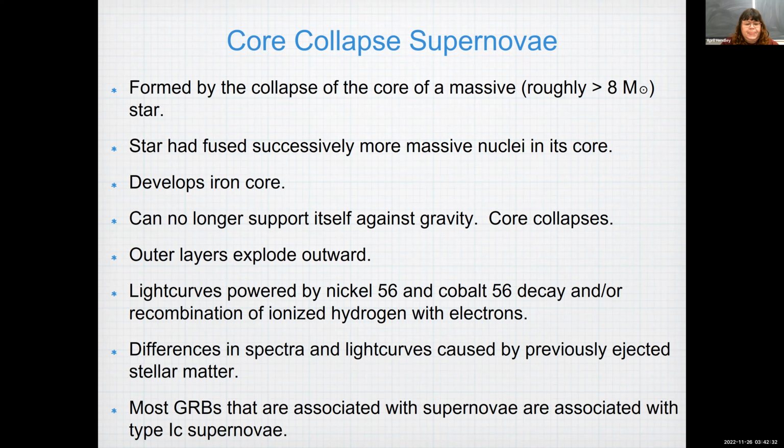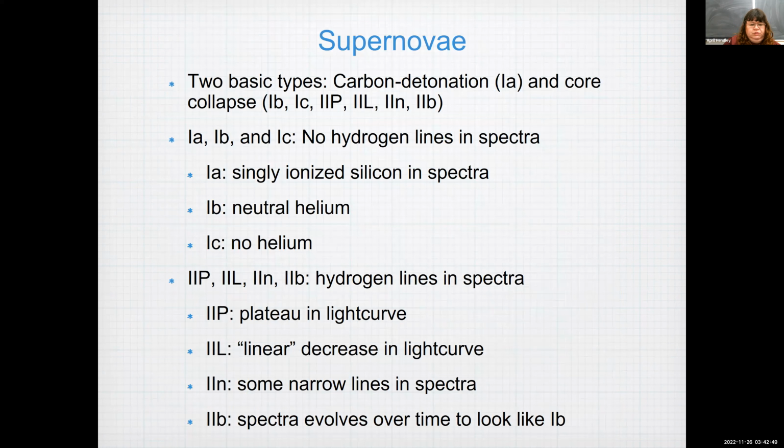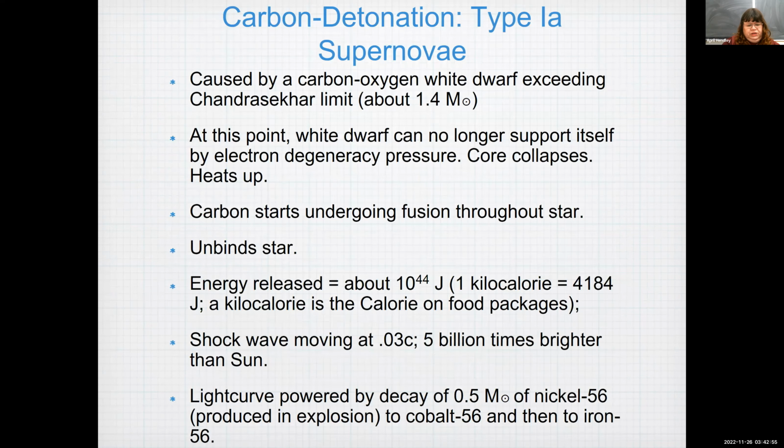Anyway, most of the gamma ray bursts are associated with supernovae that are type 1c. If I go back for a second, type 1c is one where we don't see hydrogen or helium. So it's lost both the hydrogen and helium that was around the core.